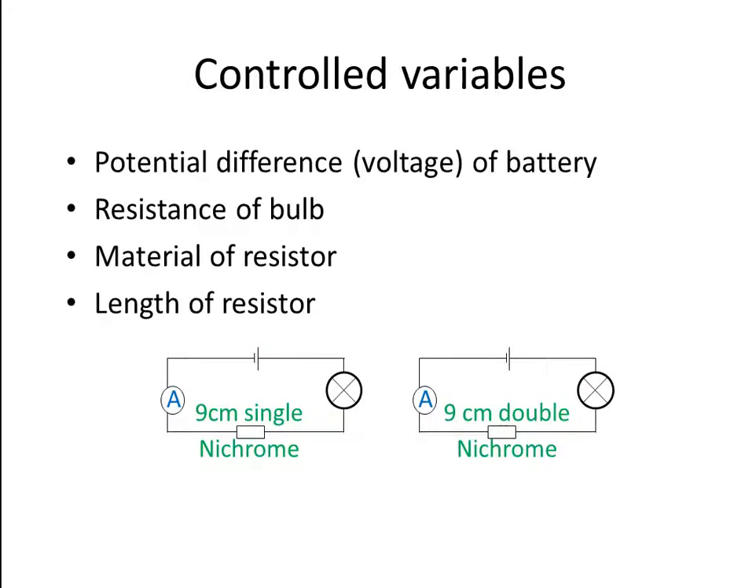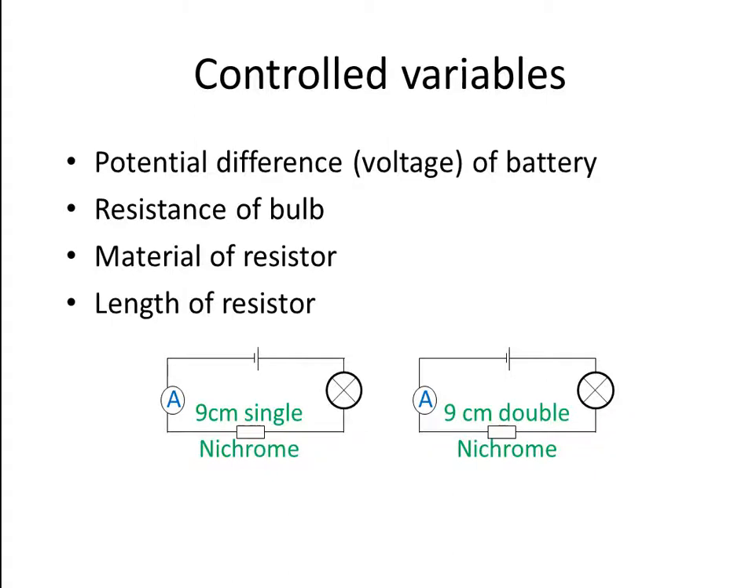Notice that resistor thickness is not on this list. We cannot make resistor thickness the same between the two circuits and then still ask how does resistor thickness affect resistance. We have to make the treatments different in the independent variable. The independent variable cannot be controlled between the two treatments, cannot be made the same between the two treatments. So resistor thickness is not on the list.